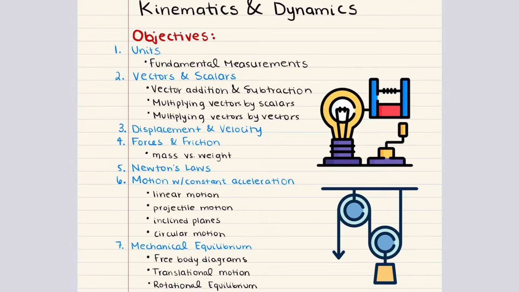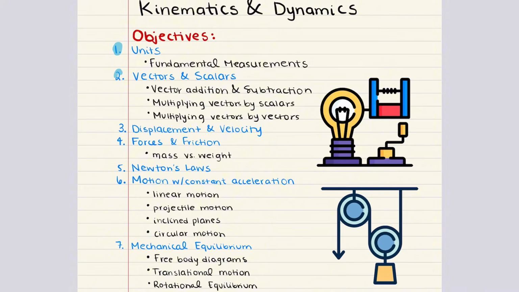Today, we're going to begin with Chapter 1, titled Kinematics and Dynamics. In this chapter, we're going to cover several key objectives. The first objective is titled Units. So we're going to start by discussing the units of measurement, focusing on the distinction between base and derived units. We're also going to cover important metric prefixes that are commonly used, and we're going to cover dimensional analysis.